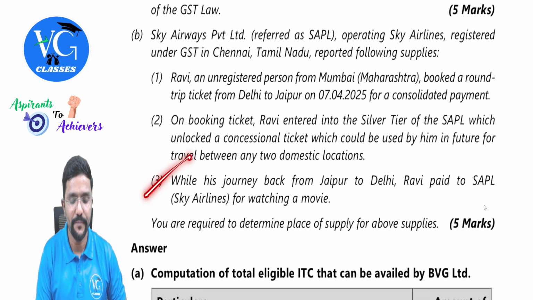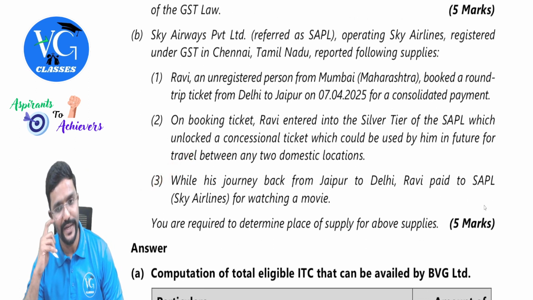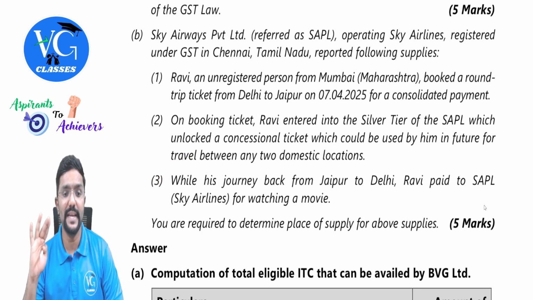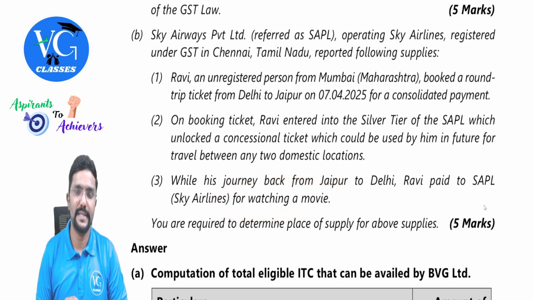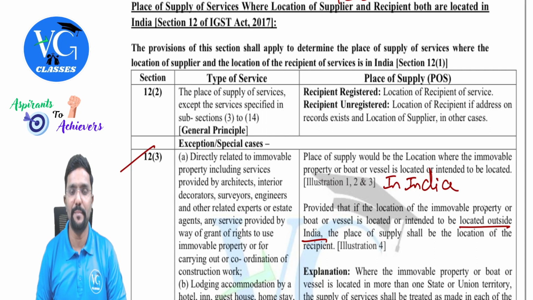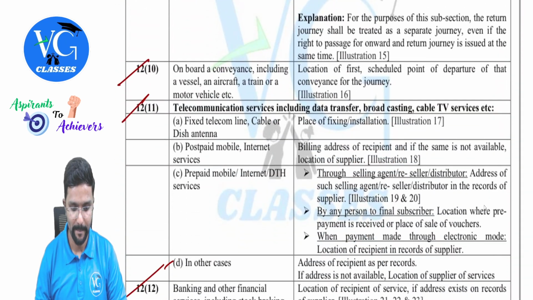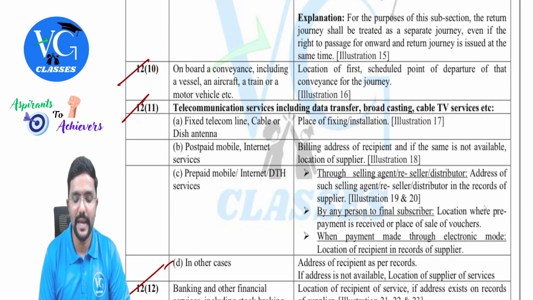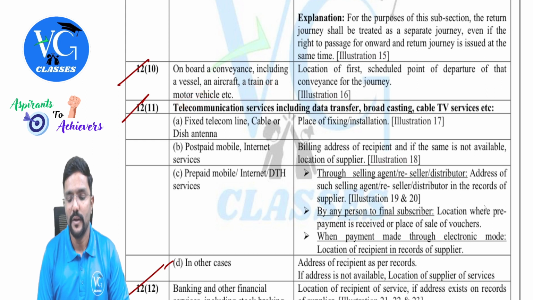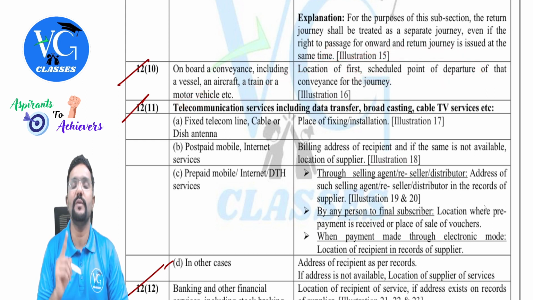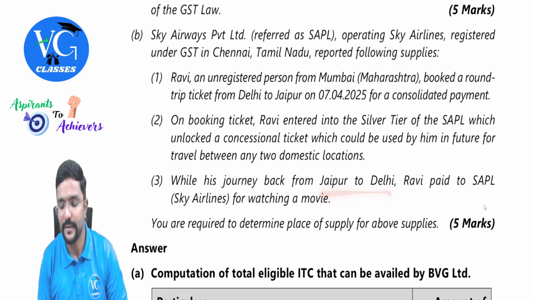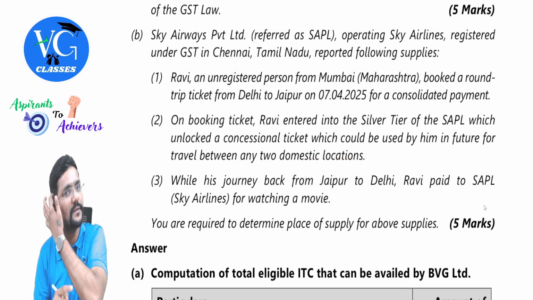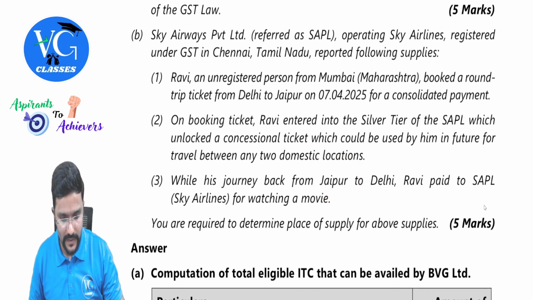Then third case here. While his journey back from Jaipur to Delhi, Ravi paid SAPL Sky Airlines for watching a movie. On board a conveyance, a service is supplied, guys. So whatever is the first scheduled point of departure, that will be the place of supply. You can see as per subsection 10, on board a conveyance, including a vessel, an aircraft, a train, or a motor vehicle, location of first scheduled point of departure will be the place of supply. From where to where he was going? From Jaipur to Delhi. So what is the starting point? Jaipur. That will be the place of supply, guys.